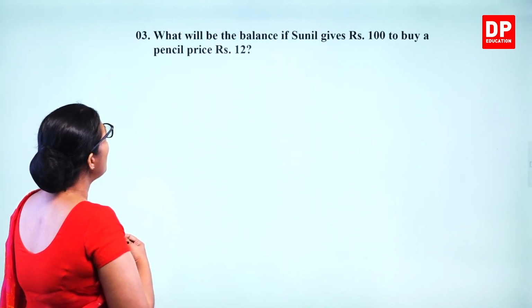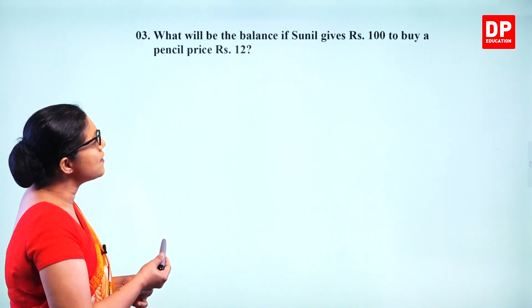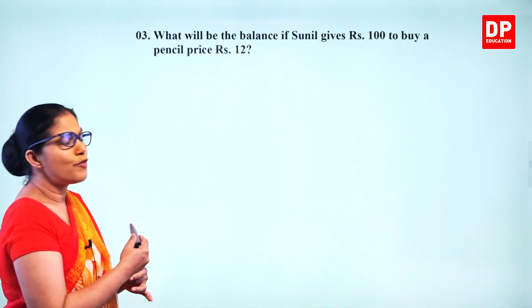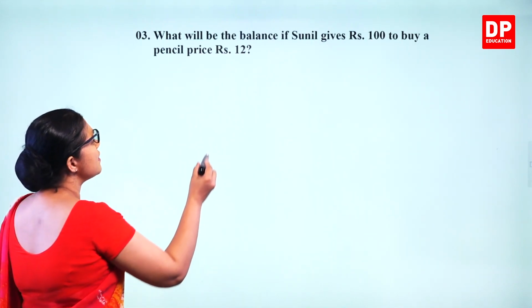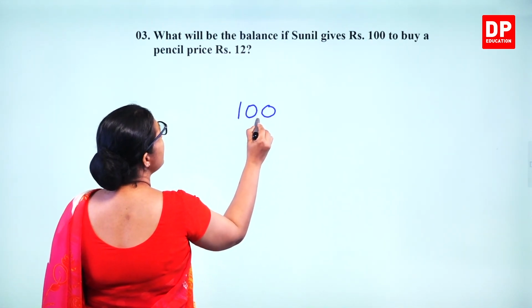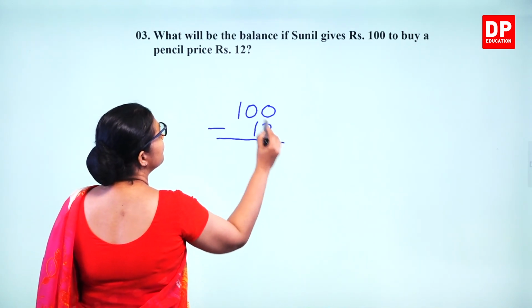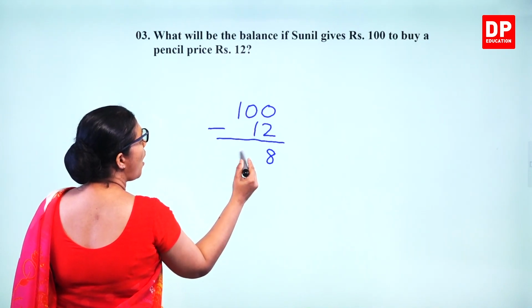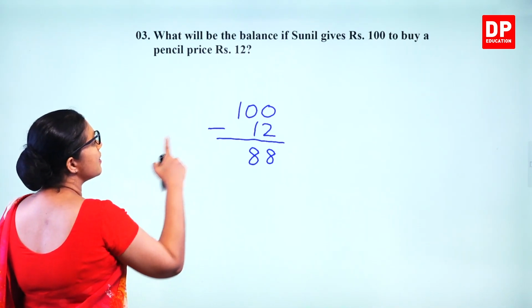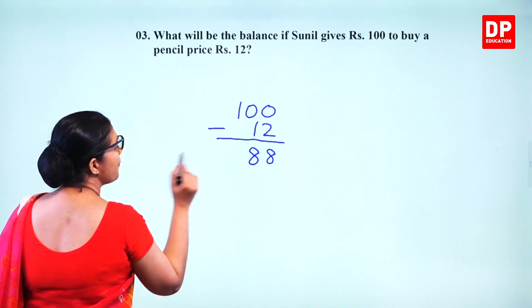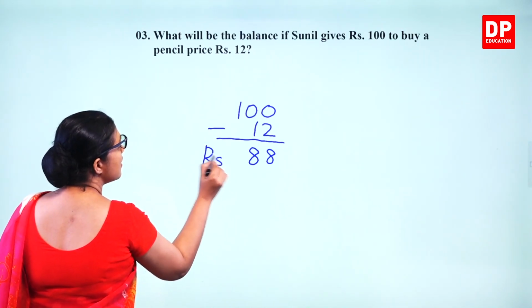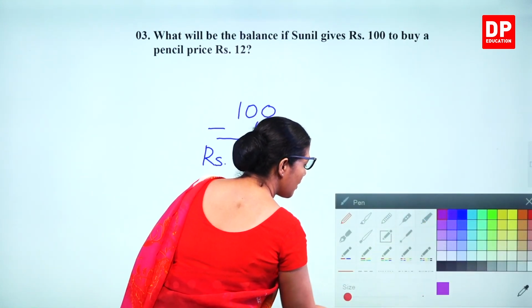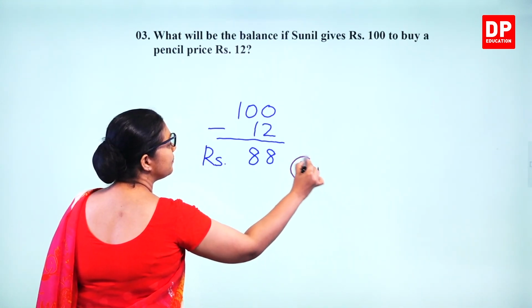Question number 3. What will be the balance if Sunil gives 100 rupees to buy a pencil priced 12 rupees? So balance means the difference. 100 minus 12. 10 minus 2, 8. This becomes 9. 9 minus 1, 8. So here we took this one. So 88 rupees is the balance. You get 2 marks.